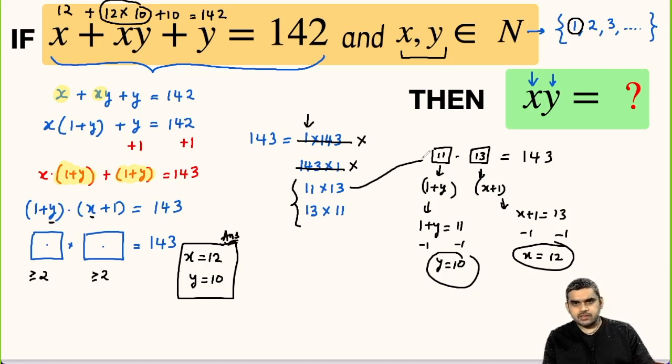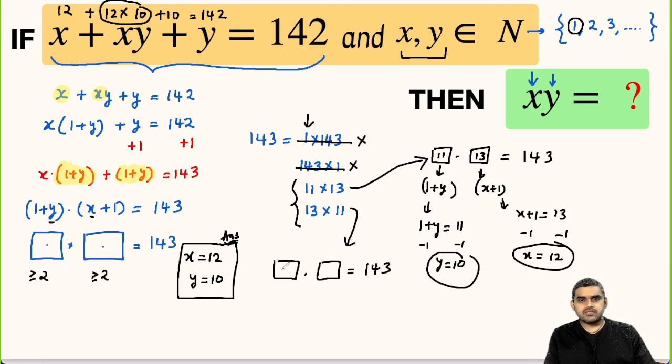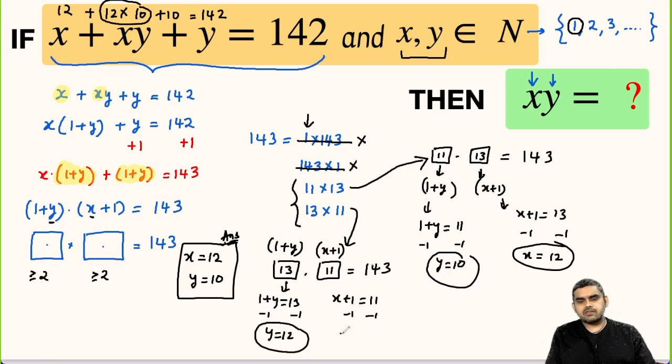Likewise, we just saw this as one possibility. Another possibility is the first box multiplied with the second box equals 143. In place of the first box we can substitute 13, and in the second box we can substitute 11. And the first box represents 1 plus y, and the second box is x plus 1. So here 1 plus y equals 13. Let us subtract 1 from both sides, so y will be 12. Likewise, x plus 1 equals 11. Subtracting 1 from both sides, x equals 10. So another possible answer is x equal to 10 and y equal to 12.